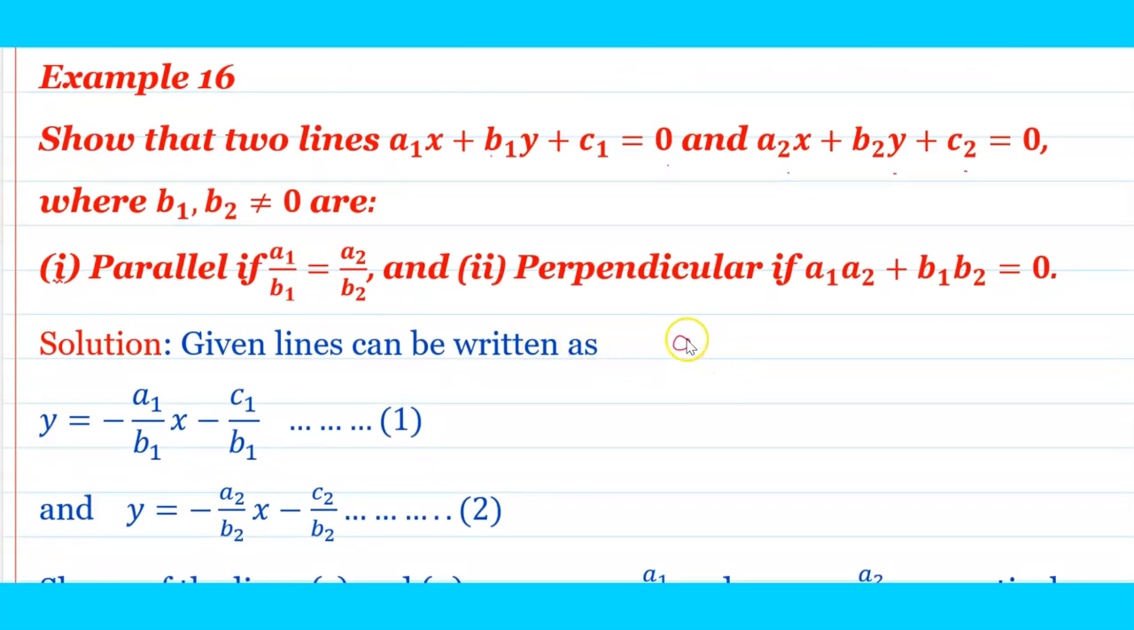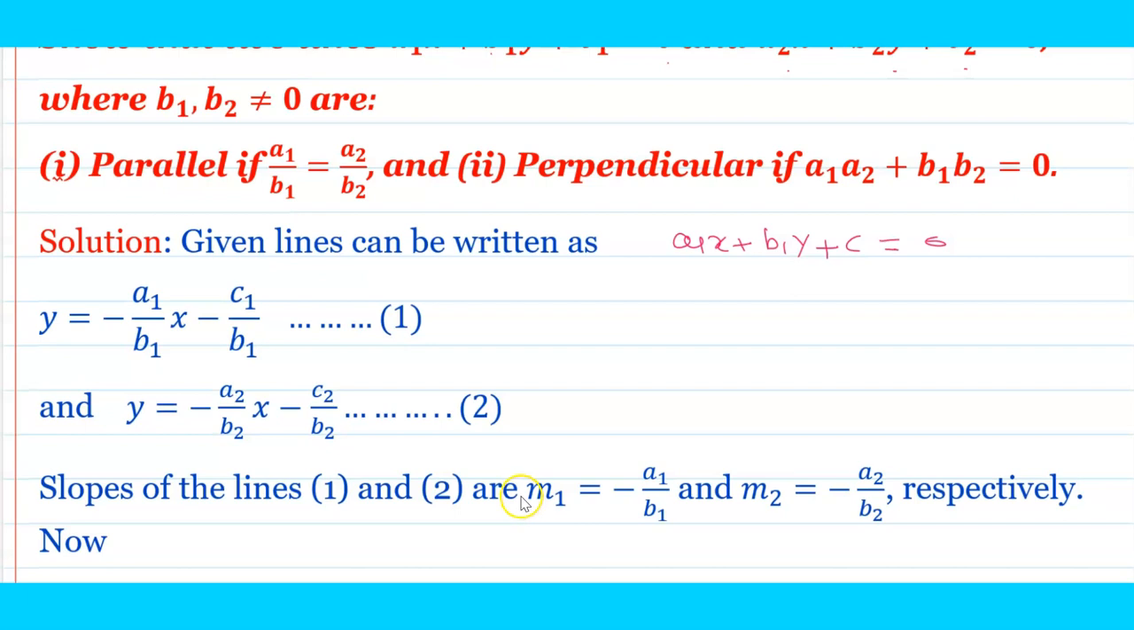See this here, a1x plus b1y plus c1 is equals to 0. If we transfer this a1x and c1 to the right hand side and divide the whole equation by b1, then here you will get y is equals to minus a1 upon b1 into x minus c1 upon b1. This is the first one, and similarly the second one is also y is equals to minus a2 upon b2 into x minus c2 upon b2.